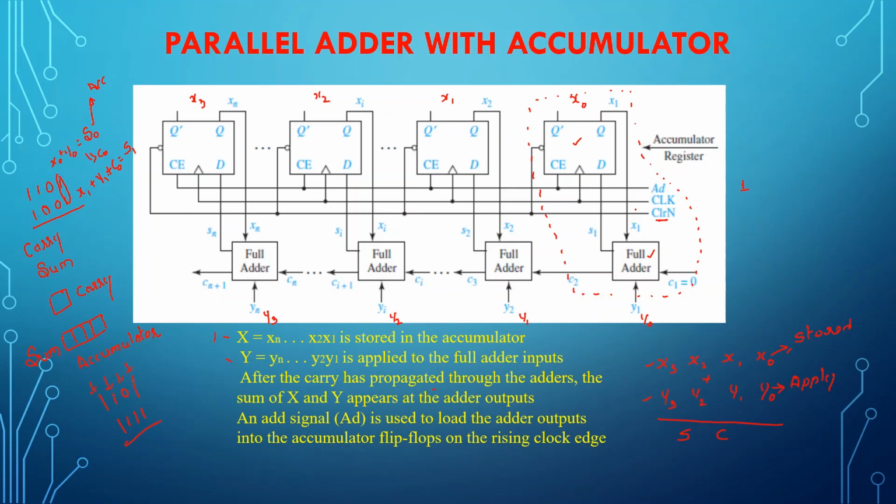Alterations can be done using the multiplexer. You can select whether the number should get added up or whether the number should come directly from the adder to the accumulator using the multiplexers. But remember, adding additional circuitry to the parallel adders will always increase the complexity of the circuit.